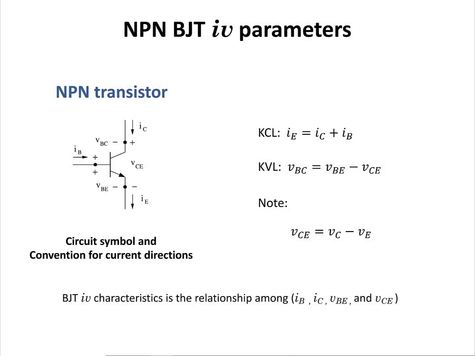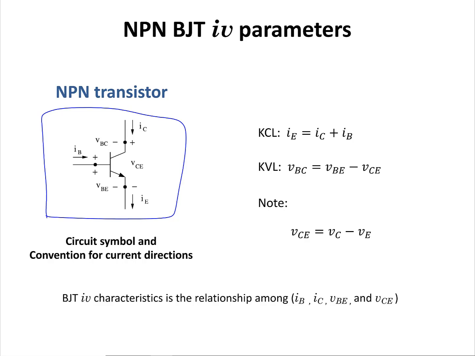This is the circuit symbol for an NPN transistor. There are 6 circuit variables for bipolar junction transistors: the collector, base, and emitter currents, collector to emitter voltage, base to collector voltage, and base to emitter voltage.